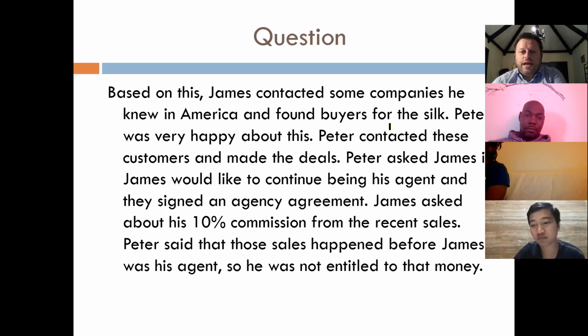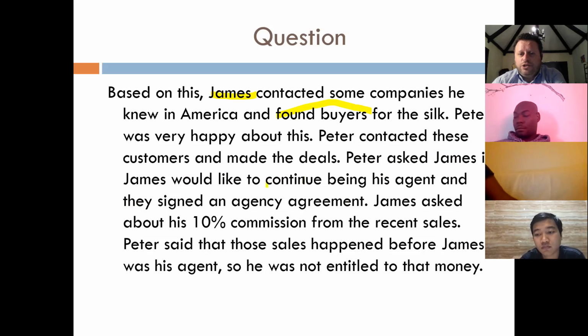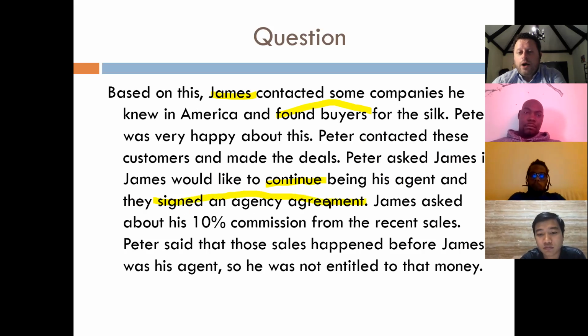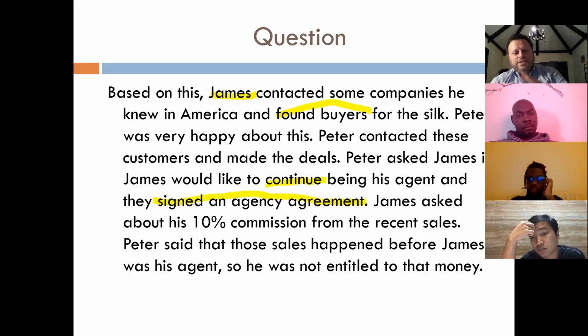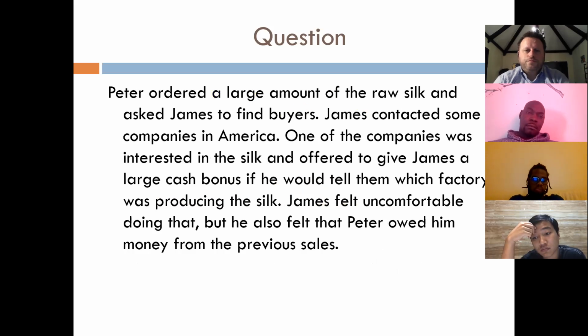So James contacted some companies and James did find buyers. Peter contacted the customers, he made the deals, and then Peter asked James if James would like to continue being his agent, and now they signed an agency agreement. Now it's a direct, express relationship. James asked for 10% of the recent sales, and Peter says that happened before James was agent, so he's not entitled to that money. So maybe we disagree with Peter on this.